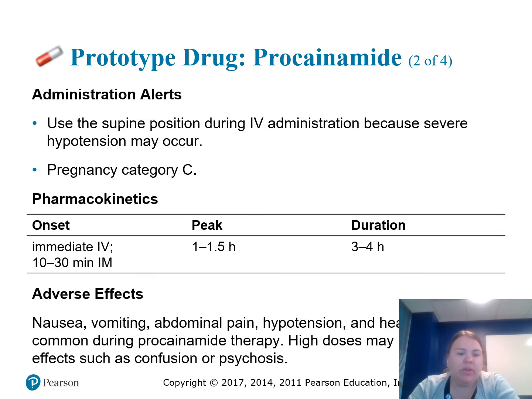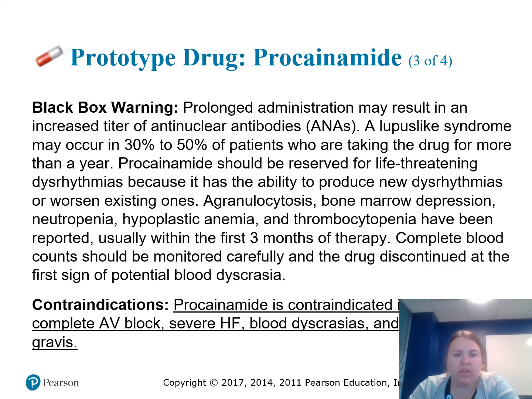Now, it's a pregnancy category C, so here in our adverse effects, it says hypotension, and then again, it can cause some confusion and psychosis, but also think of bradycardia as well. Black box warning, okay, so it has that lupus-like syndrome. It only says here 30 to 50% of patients who are taking it for more than a year. Now, yes, that's important, but it's not common for these patients to take it for more than a year, depending on what type of dysrhythmia they have.